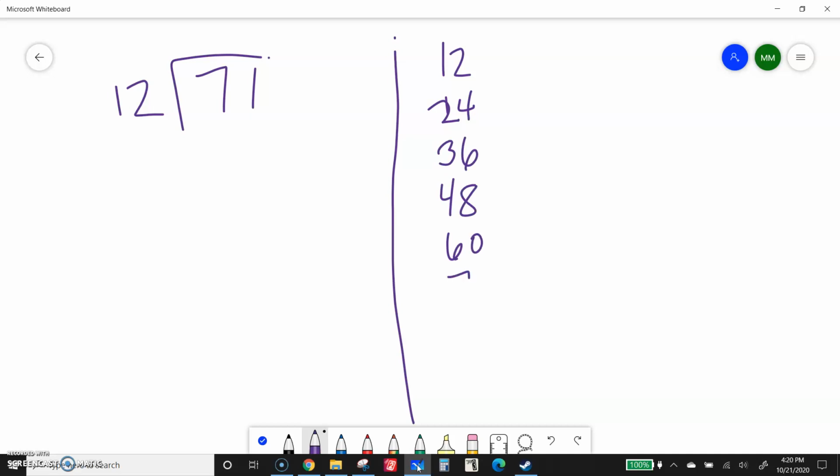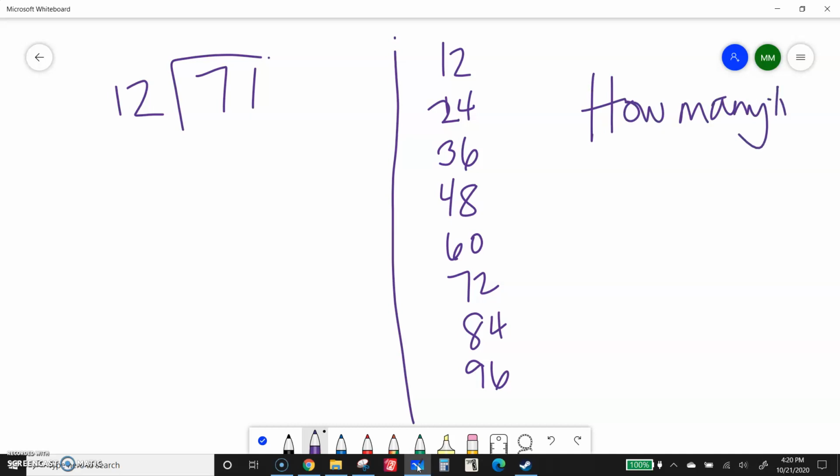48, 60, 72, 84, 96. Okay. So, how many times does 12 go into 7? It doesn't. It's too big. It doesn't fit. Then how many times does 12 go into 71? Well, I can look at my list. If I pick one that's too small, I could fit more in. So I want to get as close as I can without going over. 72 is too big, so I have to go back to 60. That's 1, 2, 3, 4, 5 times it goes in.